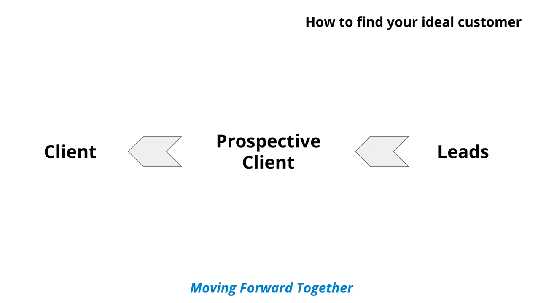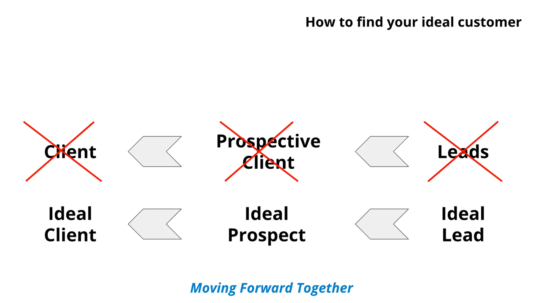Now, before they became a prospect, or before you started hounding them, they were a lead. Again, that was probably a pretty random process as well. So by using this system, it means you can remove that randomness from the process. By removing the randomness from the process, it means that over time, it becomes a predictable system.